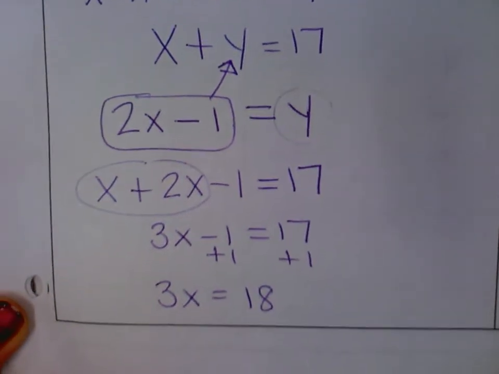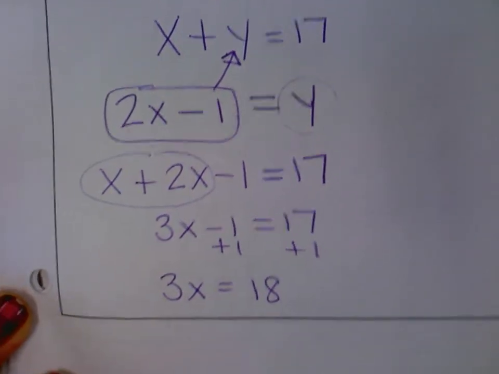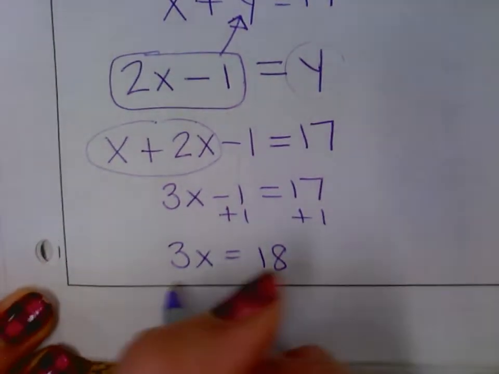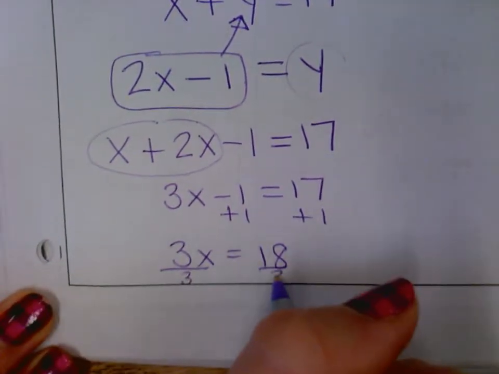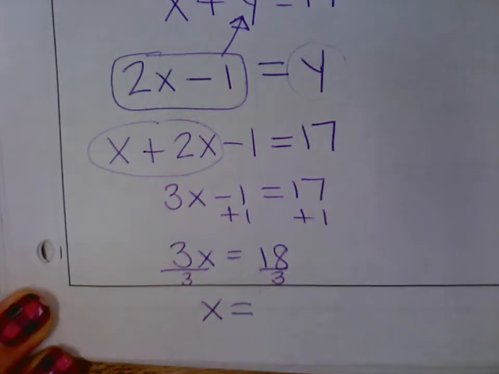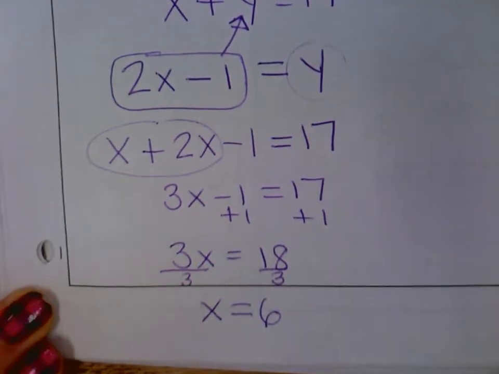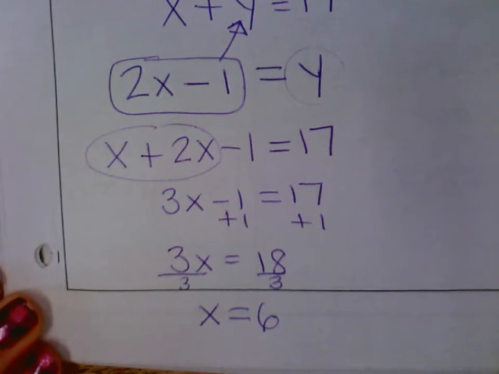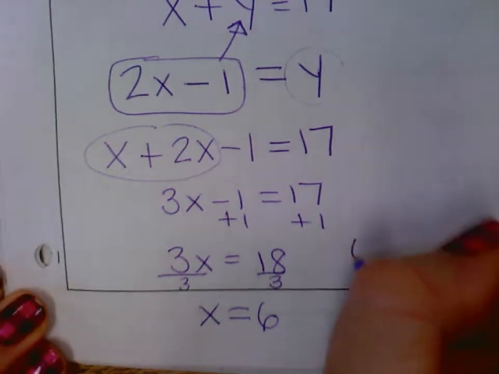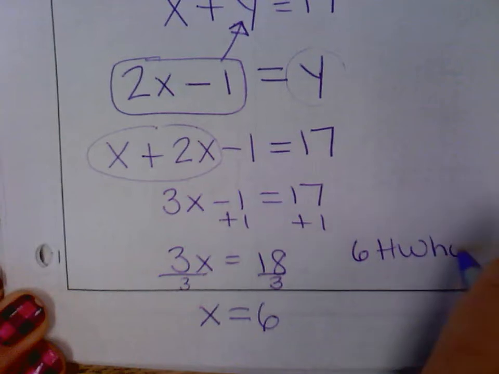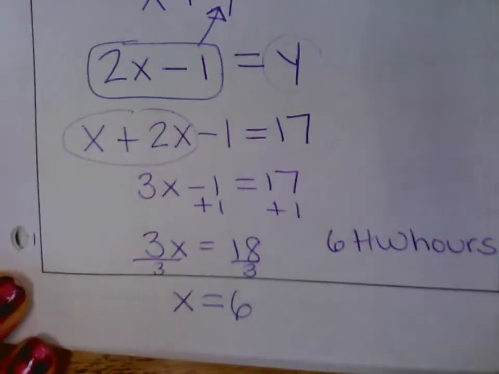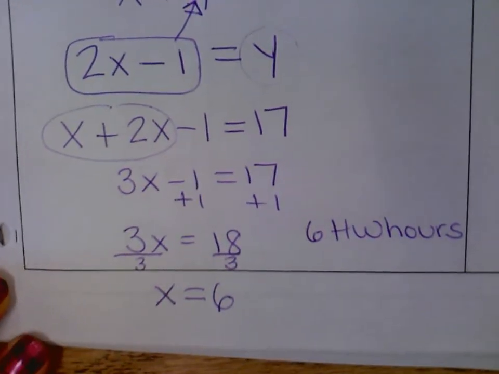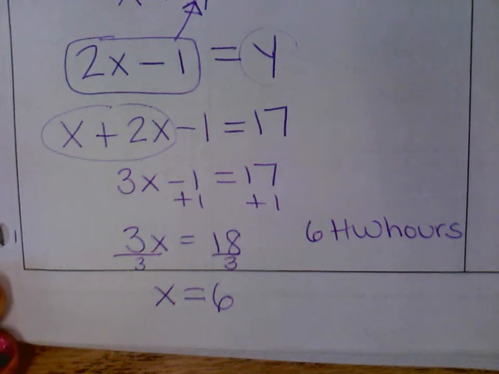What's my next step to get x by itself? The opposite of multiply is divide by 3 on both sides. So 18 divided by 3, 6. What does that mean? 6 what? All right, so I did 6 homework hours. And could you quickly figure out what the other item must be? How many TV hours then?